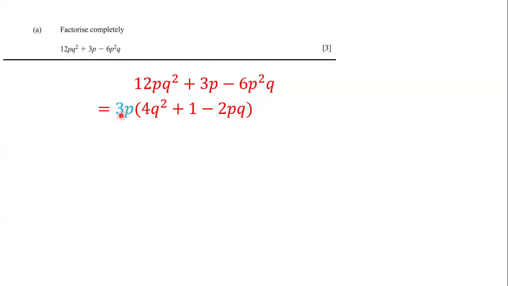And so if we take 3p and we multiply it by these 3 terms, we get the expression on top. Indeed, what we have at the bottom is the factorized form of the expression that we have on the top. And so that means that our answer is correct.